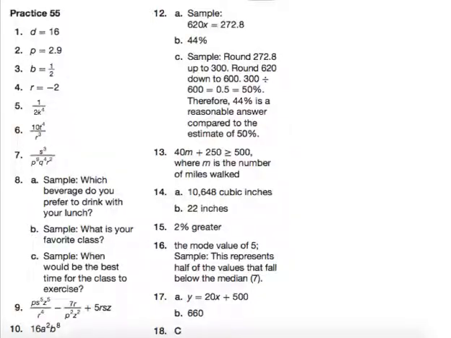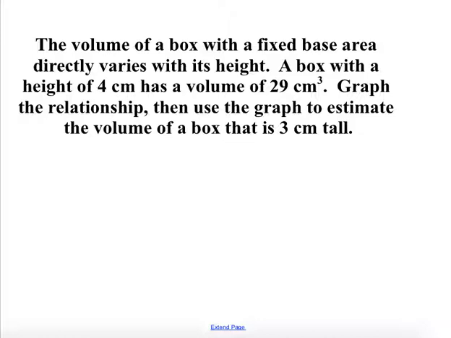And then I believe, yep, this is our last one. The volume of a box with a fixed base area directly varies with its height. A box with a height of 4 centimeters has a volume of 29 centimeters cubed. Graph the relationship and then use the graph to estimate the volume of a box that is 3 centimeters tall.